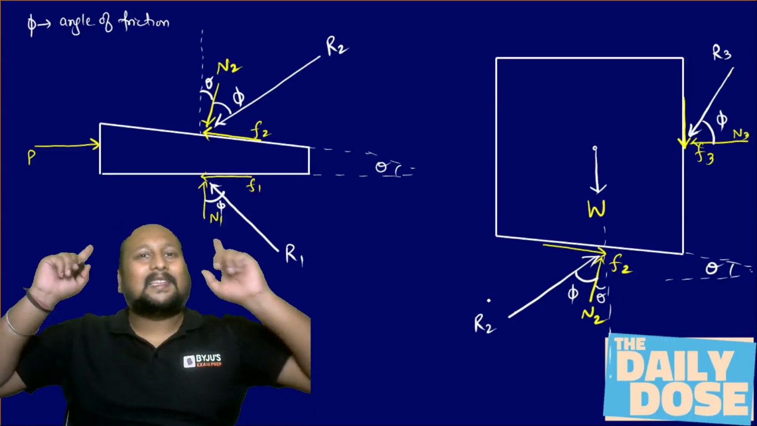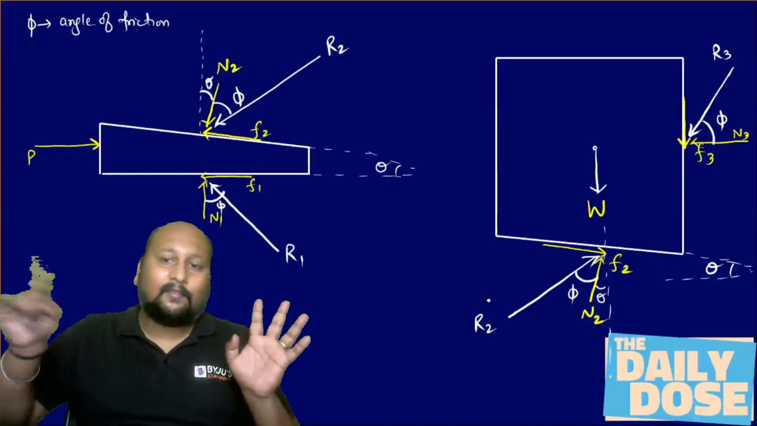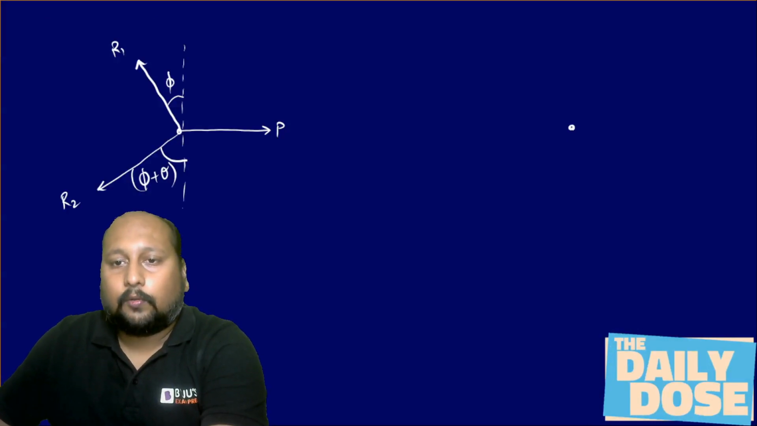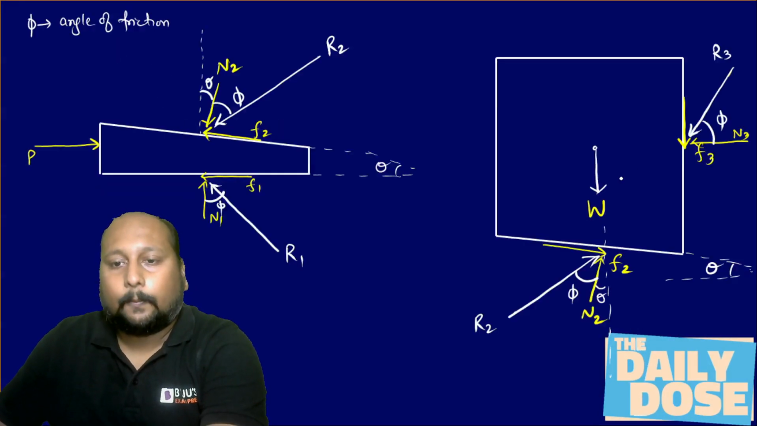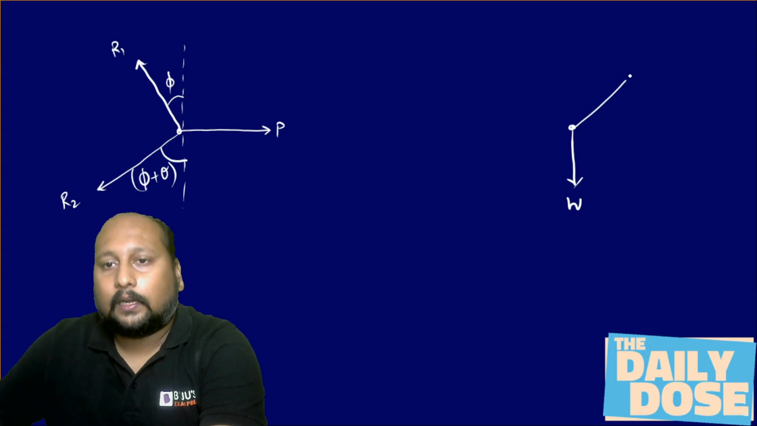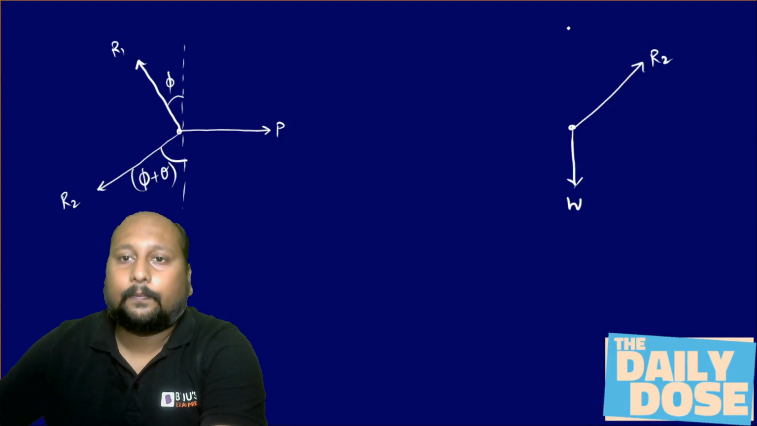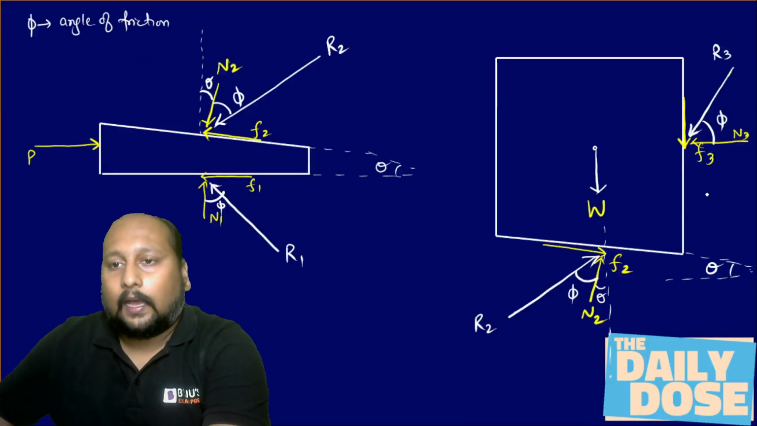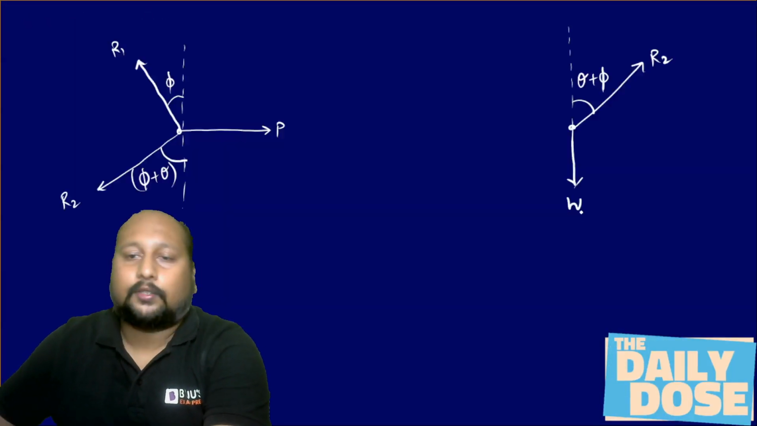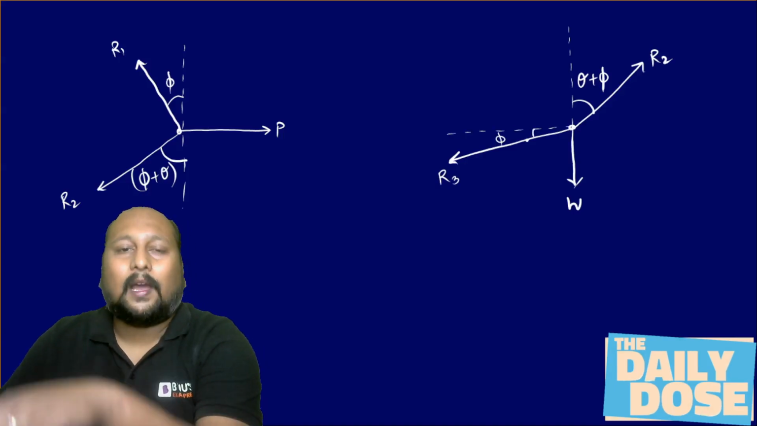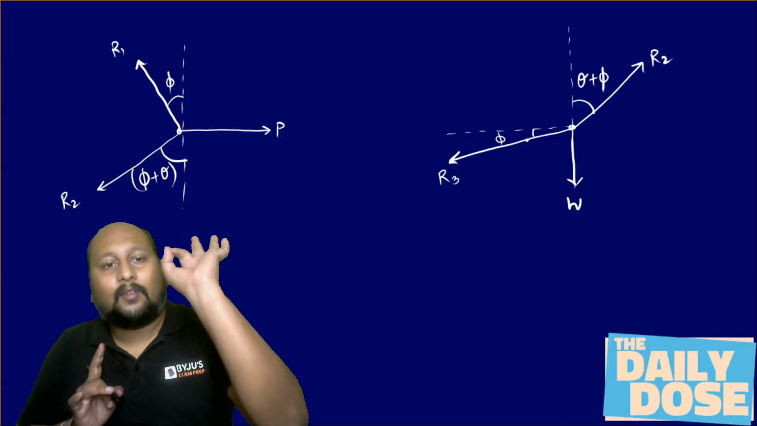So what we did, again the same analysis, I've just converted the 5 forces into a 3 force system. If I draw all the 3 forces over here, we are having W acting downward, we are having R2, the resultant force, making an angle of theta plus phi with the vertical, and R3 is making an angle of phi with the horizontal. That's it. Now I can easily frame the equation between P and W.